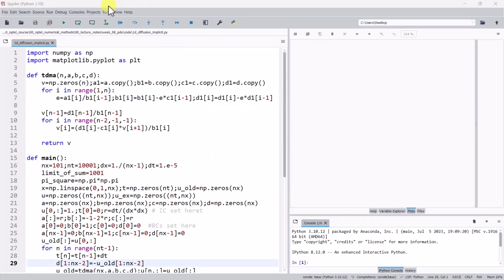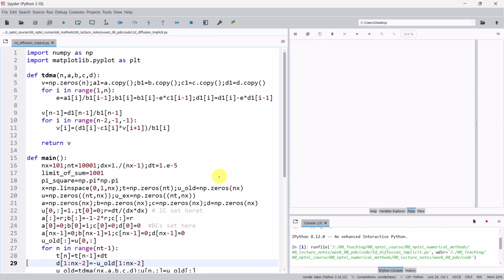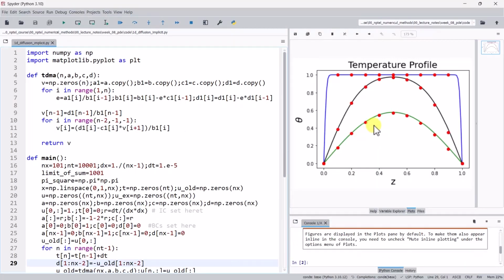So you can see that we can run this and see how it goes. So we are running it here, and you can clearly see that it ran for a couple of seconds, and then it has given us this profile. Here this is theta, it should be U actually, so I have put theta here, and this Z. So then these red dots are my numerical solution, and these lines are my analytical solution.